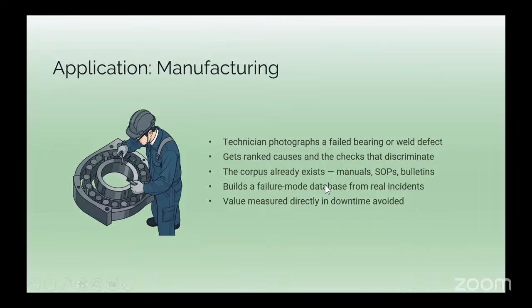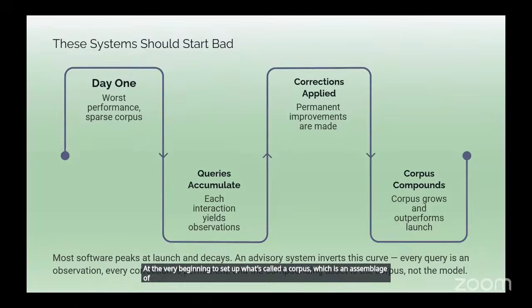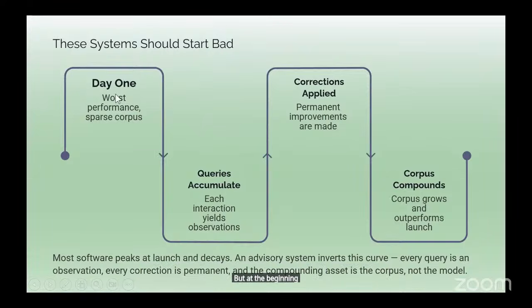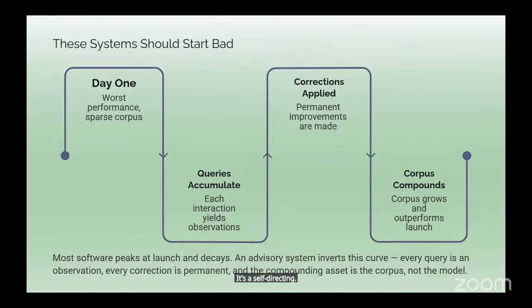The system does not have to be excellent at the very beginning. You set up what's called a corpus, which is an assemblage of materials, a database of materials that can be used by people who start using the system. But at the beginning, the performance will not be the best. As the queries accumulate, each query yields more data. As the data is brought in, the database improves, the suggestions improve. So it's a self-correcting, self-improving system.